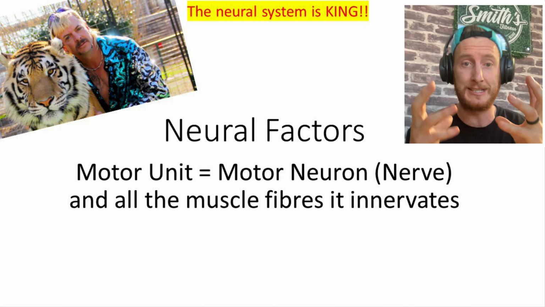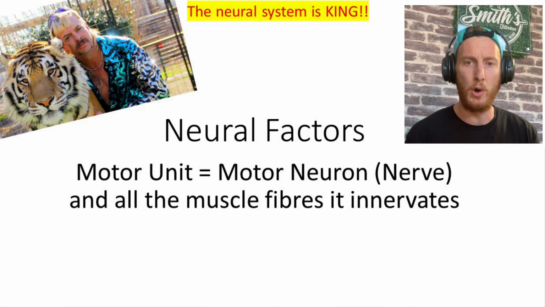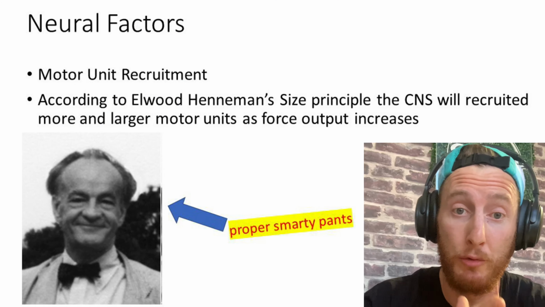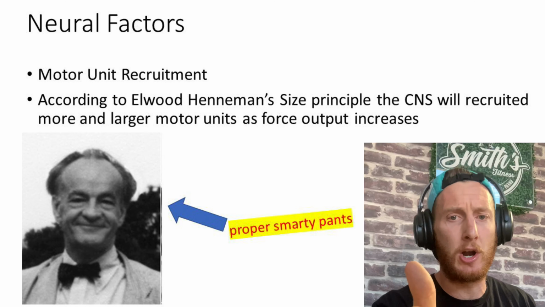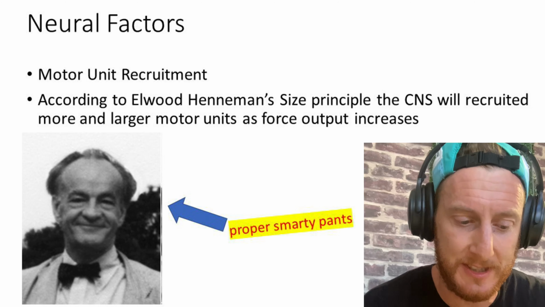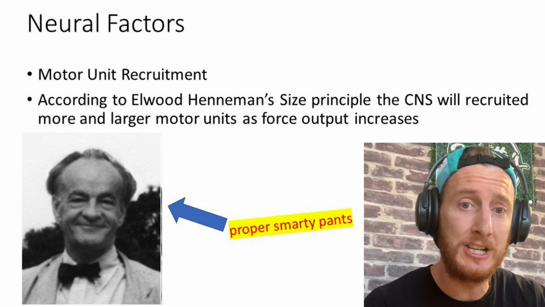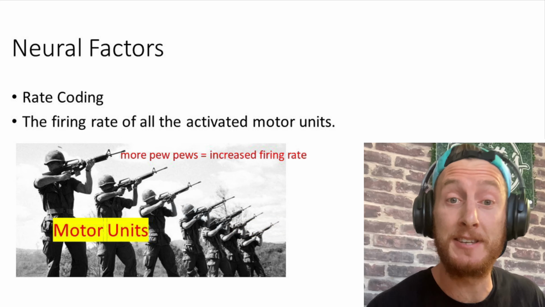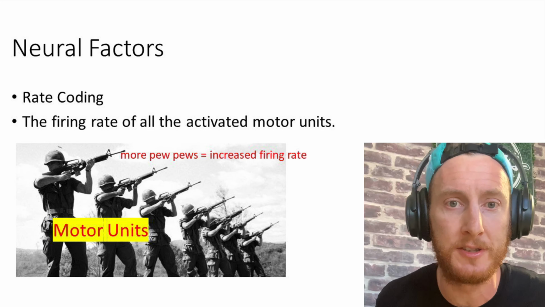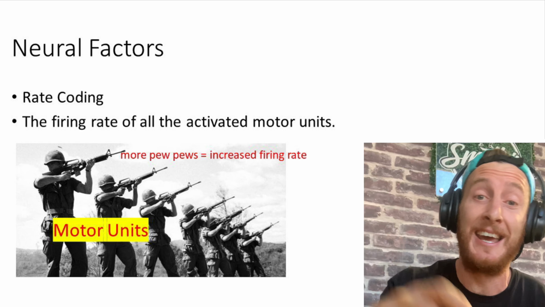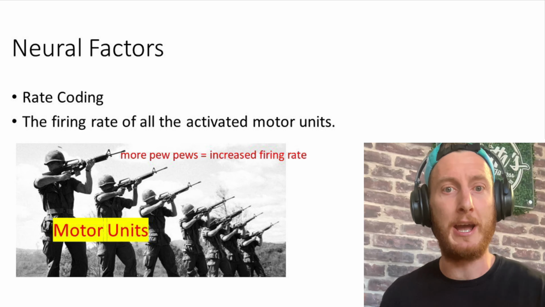The neural system. Guys, this is all about the motor unit. That is the motor neuron, the nerve, and all the muscle fibers that it innervates. So the first thing we look at is motor unit recruitment. Now, according to Smart Guy Alert, Henneman's size principle, our central nervous system will recruit greater and larger numbers of motor units as force output increases. Second to that is what we know as rate coding. So all those motor units that have been innervated, now they start firing even faster to create more force.